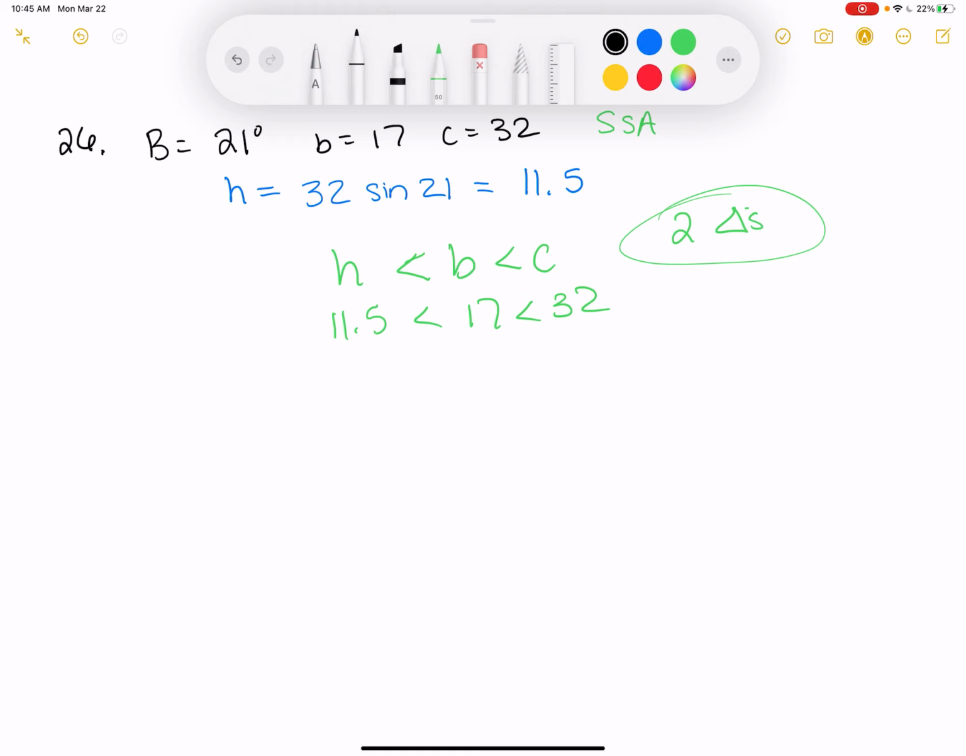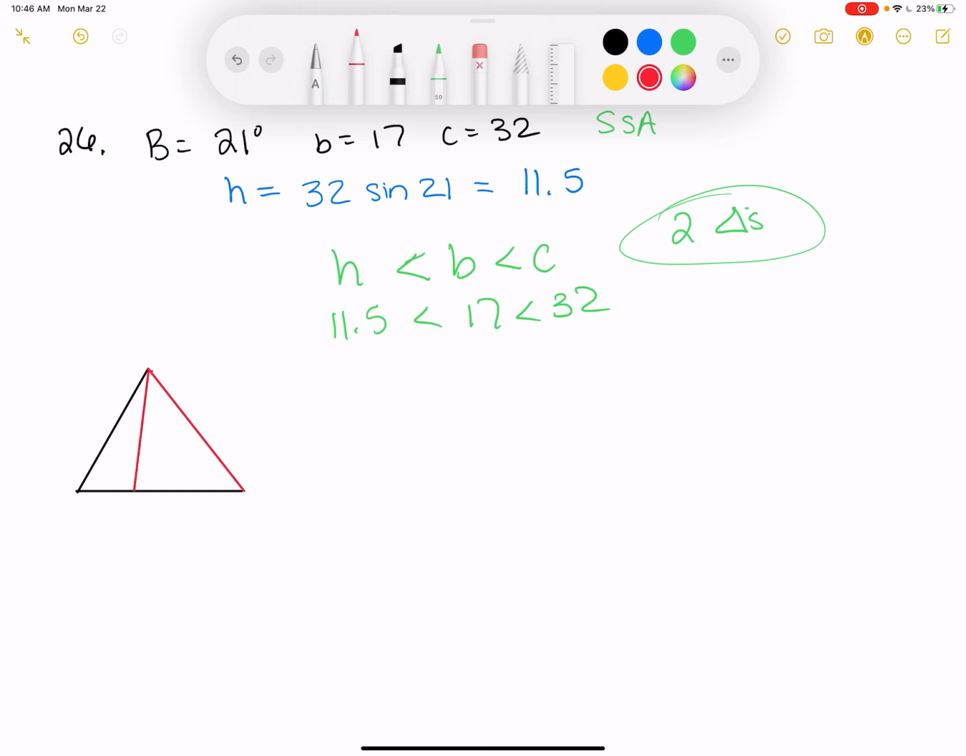All right, so now that I know I have 2 triangles, I want to draw my 2 triangles. Okay, 1 triangle is going to be out here, and our other one is going to be right here.